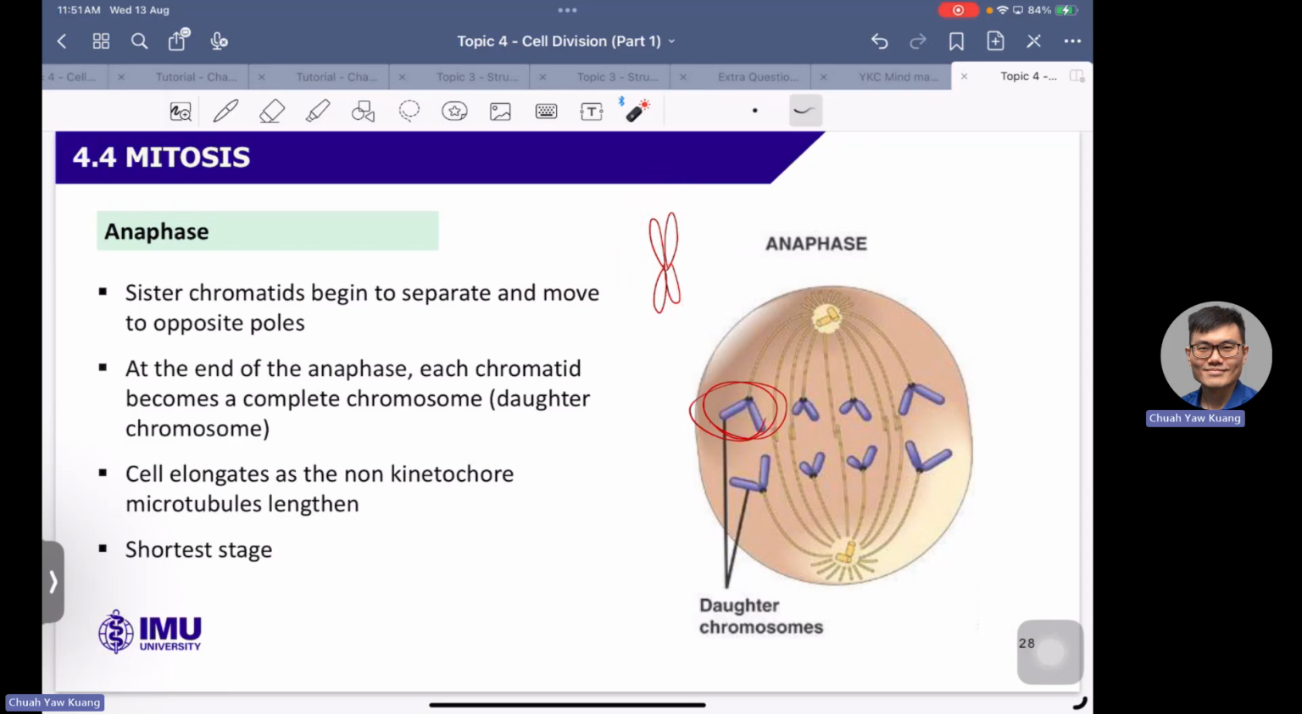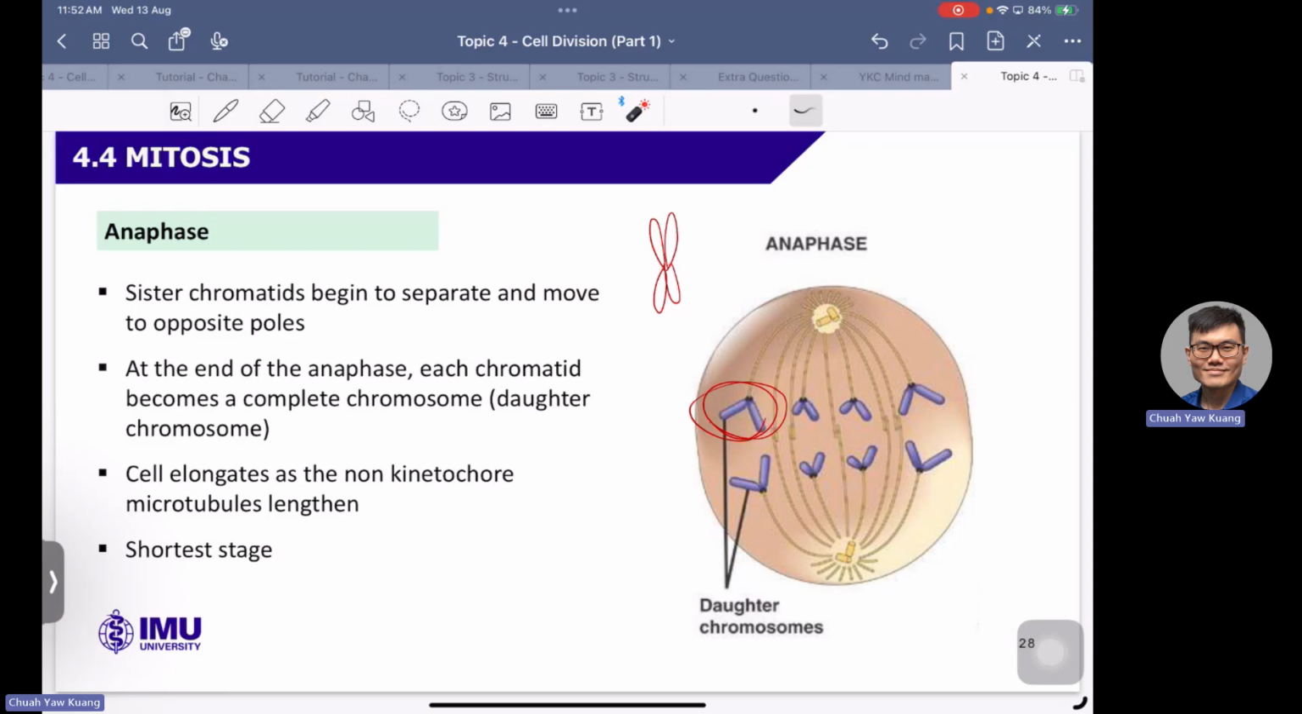A lot of students don't understand why some books write sister chromatids and some write chromosome being separated. The whole thing is called a chromosome, and after being separated, each is still called a chromosome. It's just that this creates confusion, especially when you compare with meiosis 2. So to make it simple, just remember that here it is the sister chromatids being separated. That's the chromosome behavior.